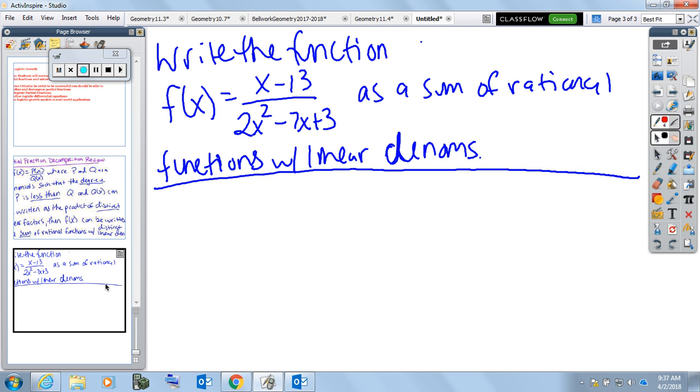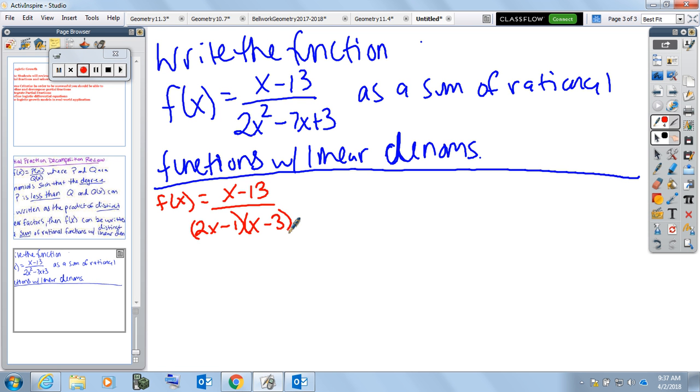So first and foremost, we need to identify, is the degree less on the top than it is on the bottom? Yes, it is. The degree of the numerator is 1, the degree down here is going to be 2. Now, we have to see, can Q, the denominator, be factored out nicely? Well, 2x squared minus 7x plus 3 is going to factor out nicely. To save some time here, we're going to factor this out, and this is going to say that f of x also equals x minus 13 over 2x minus 1 times x minus 3.